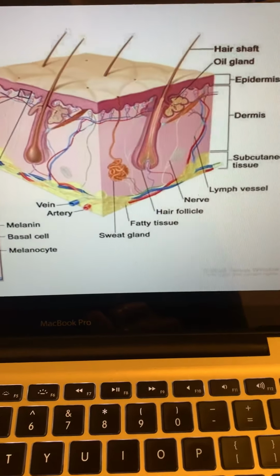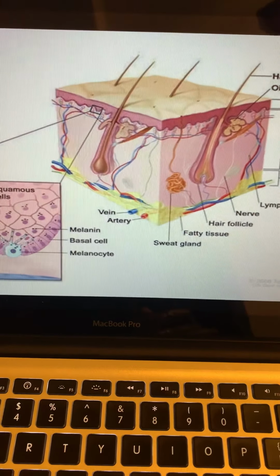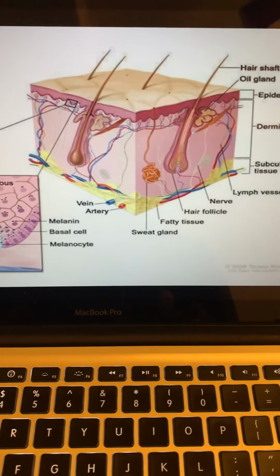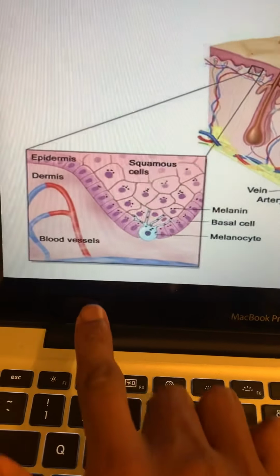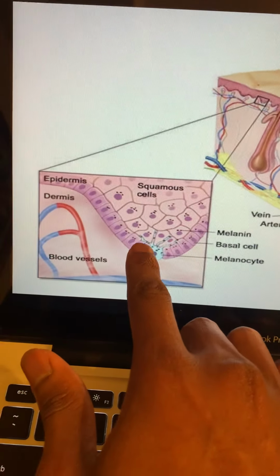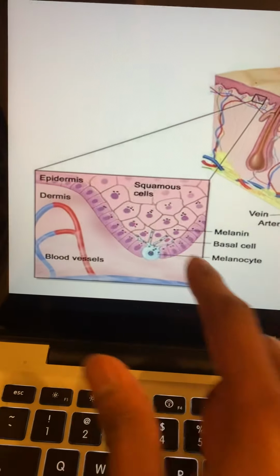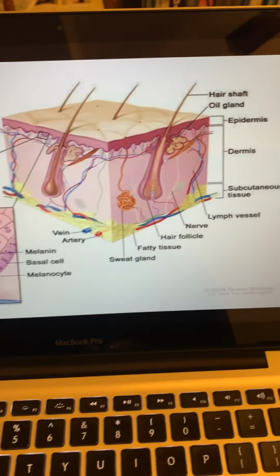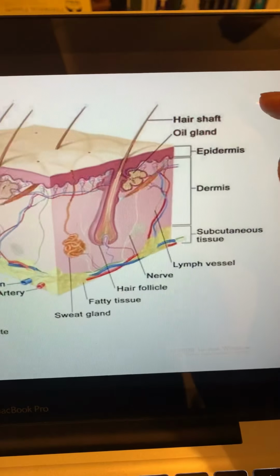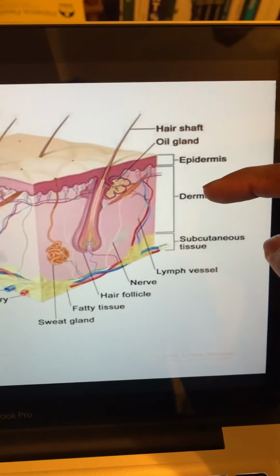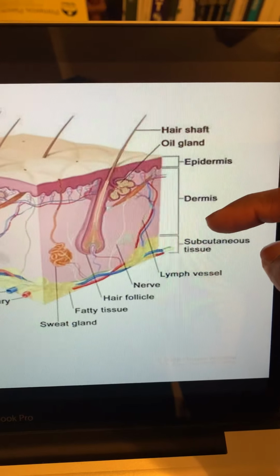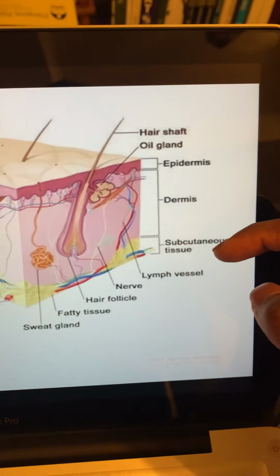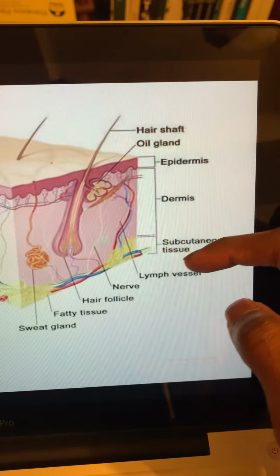This is just another image of how melanoma works, because it's cancer of the skin. It starts in the melanocyte, and then it starts to spread to the basal cell. And as you can see over here, you have the top of the skin, which is the epidermis, the middle portion, which is the dermis, and the subcutaneous tissue, which is at the bottom.